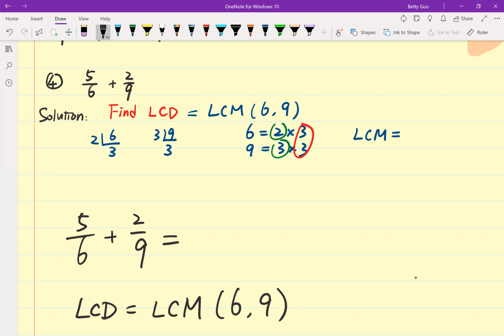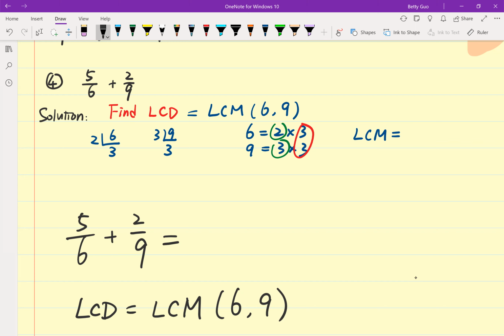Okay. So look at the 6 and 9. Yeah, we are looking for LCM. Is this special case number 1? No. The smaller number is not a factor of the bigger number, right? Yeah. Is this special case number 2?